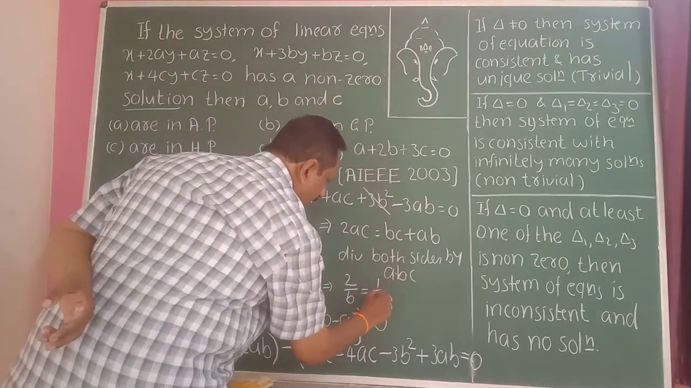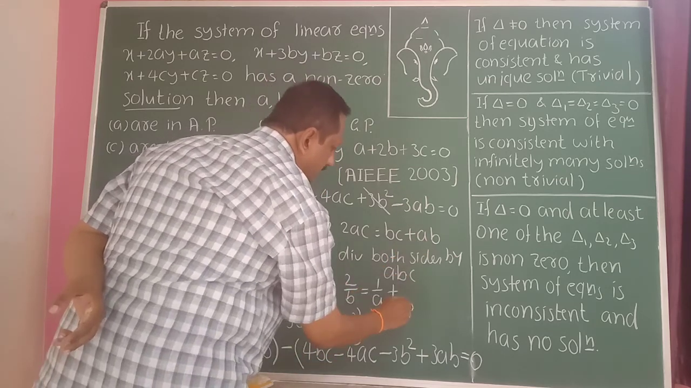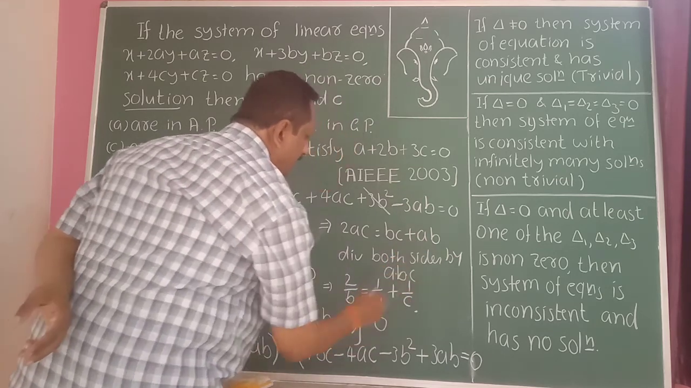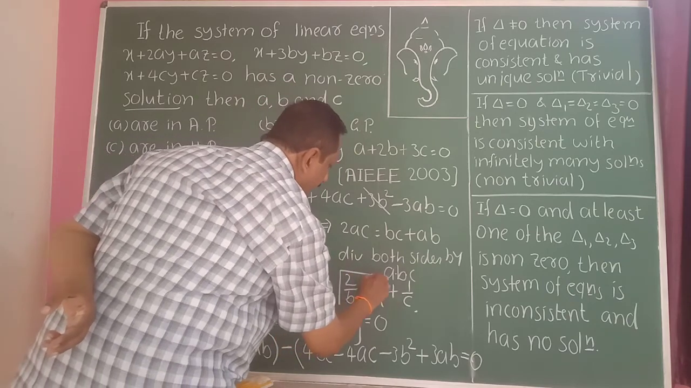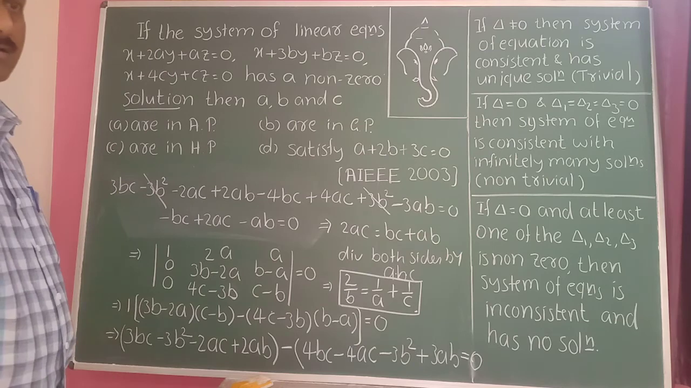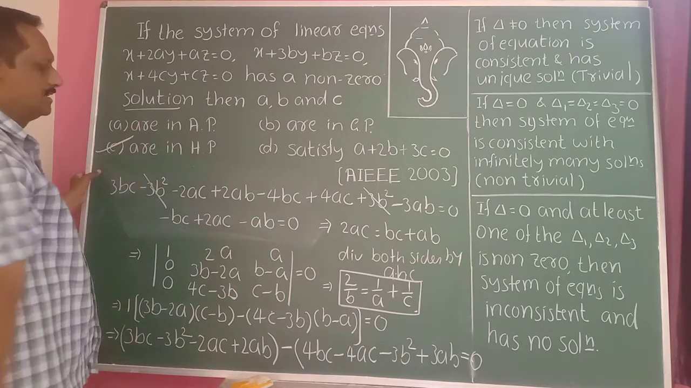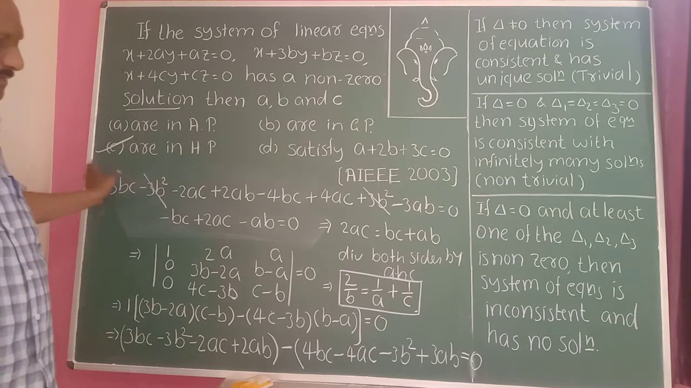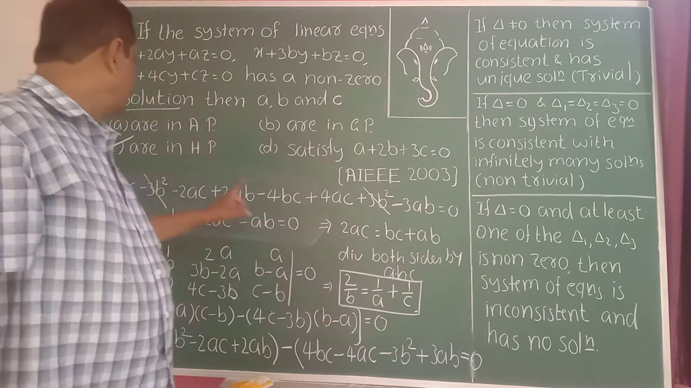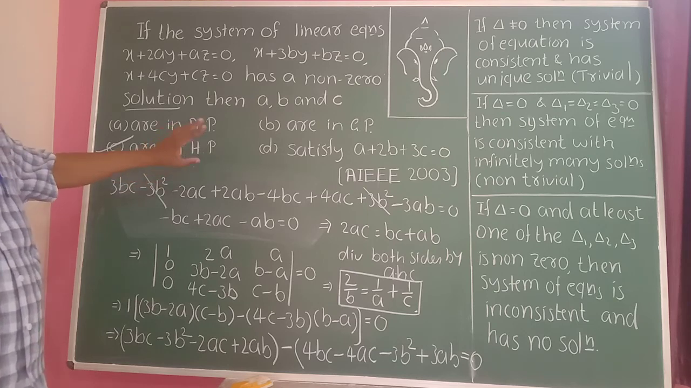it gives 1 upon a plus, and ab cancels, remaining is 1 by c. Therefore, if this condition is satisfied, then they are in a harmonic progression. So the third option is correct. If this condition is satisfied, then they are in HP. Therefore, the third option is correct.